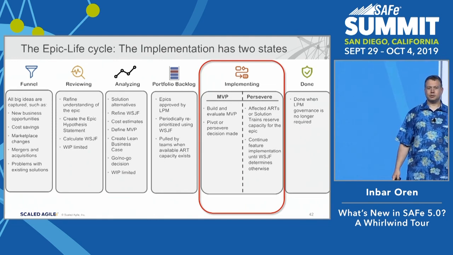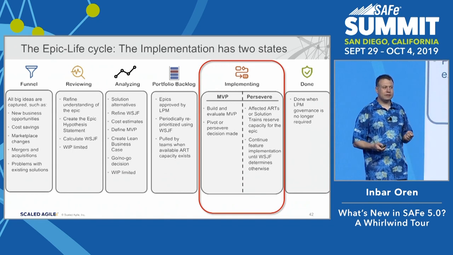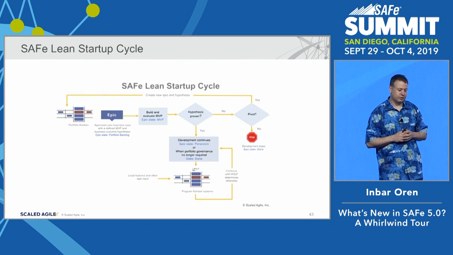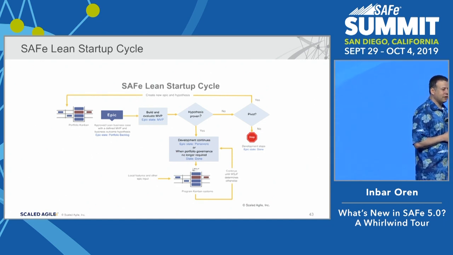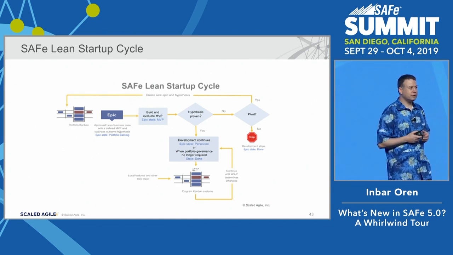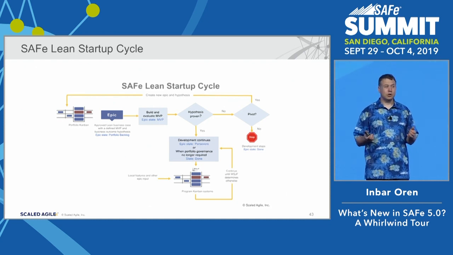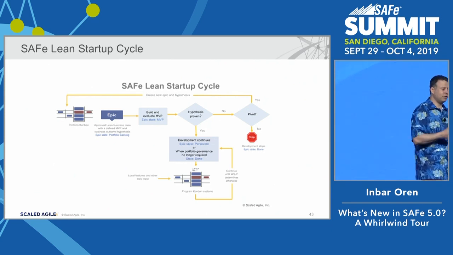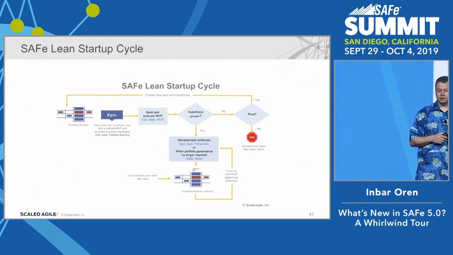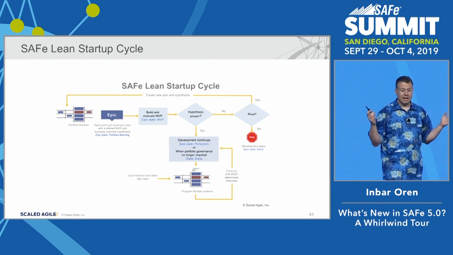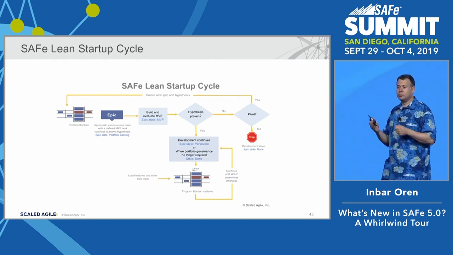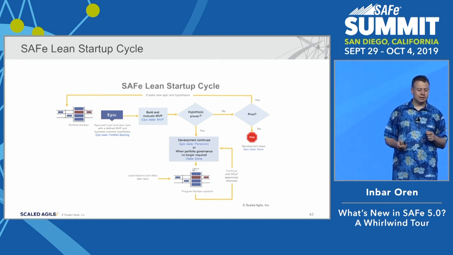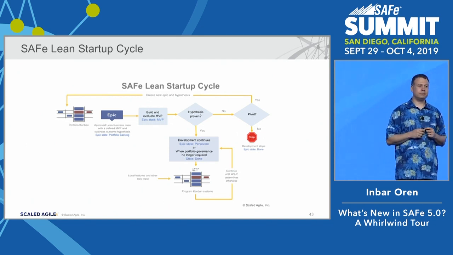What happens if it hasn't been proven? Well, we rethought the lean startup cycle as well. You can find it in the epic article, talking about the fact that once the hypothesis has been tested, we need to make a decision. We either pivot, in which case we have to create a new epic because we have to describe what the new MVP is, what the new benefit hypothesis is, or we're done. And if the hypothesis has been proven, we're going to move to persevere and we're going to keep governing until the portfolio decides that this is no longer a portfolio concern.